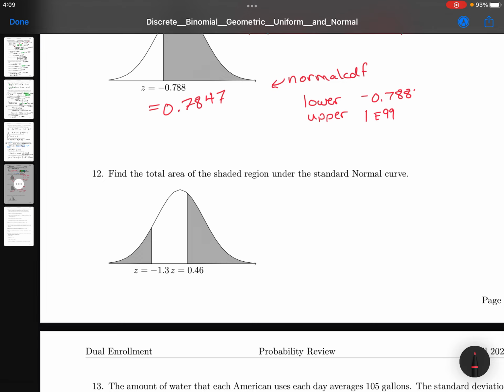Okay. Number 12. Now the whole area is 1. So if I want to find these shaded regions, I can add them up, or I can do 1 minus the excluded region. All right, so 1 minus our normal distribution. And we get 0.419. That rounds to a 6.